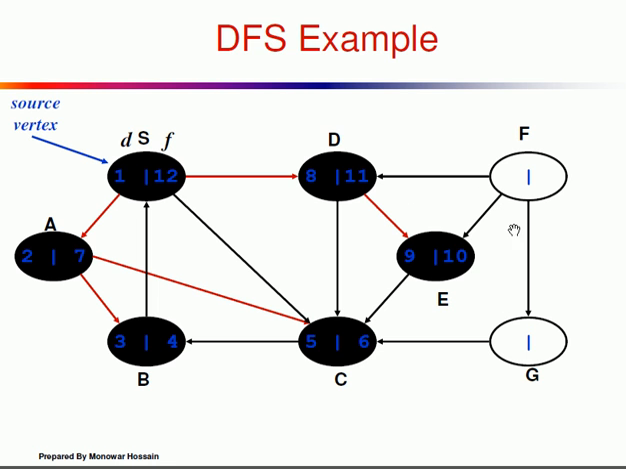Now these two nodes still remain untouched. So we just start another starting time from here. So 13 will be continued, and then 14 here, 15 here, and then 16 here. So the starting time and the finishing time are computed properly, and well, that's the answer.